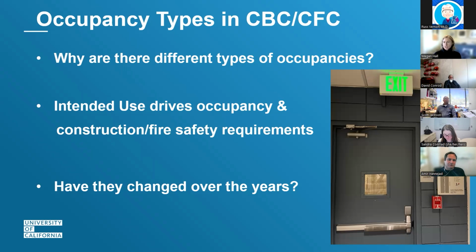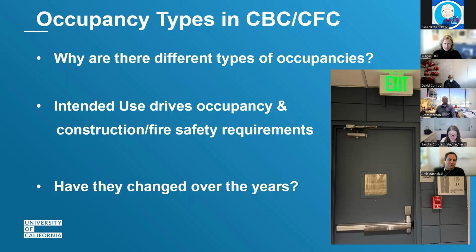The intended use of the space is really what drives the occupancy classification. For example, if you have an assembly occupancy, you may need a minimum number of exits, with exit signage and panic hardware on the doors. So there are particular construction and fire safety requirements that are impacted by the occupancy type, or that the occupancy type provides.